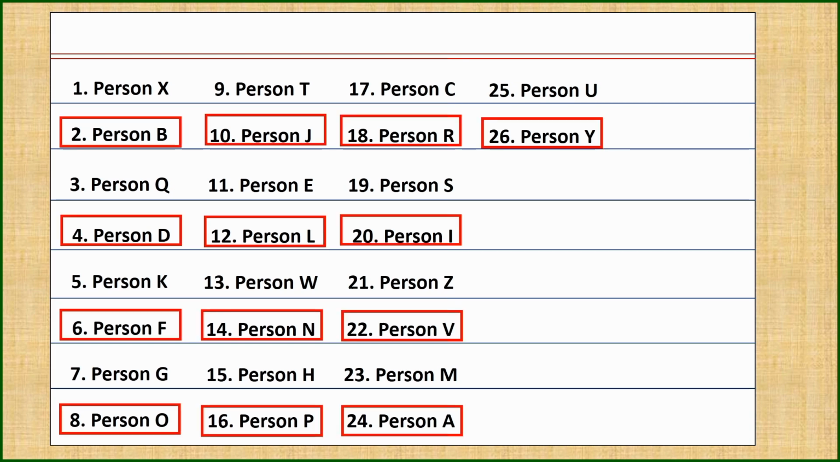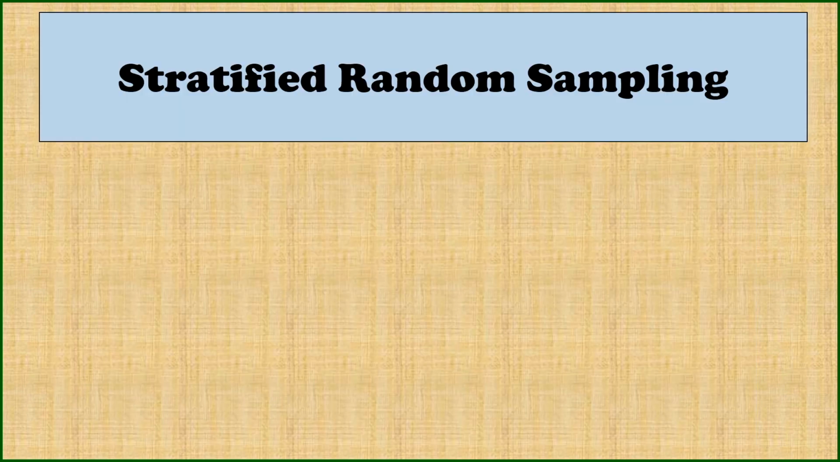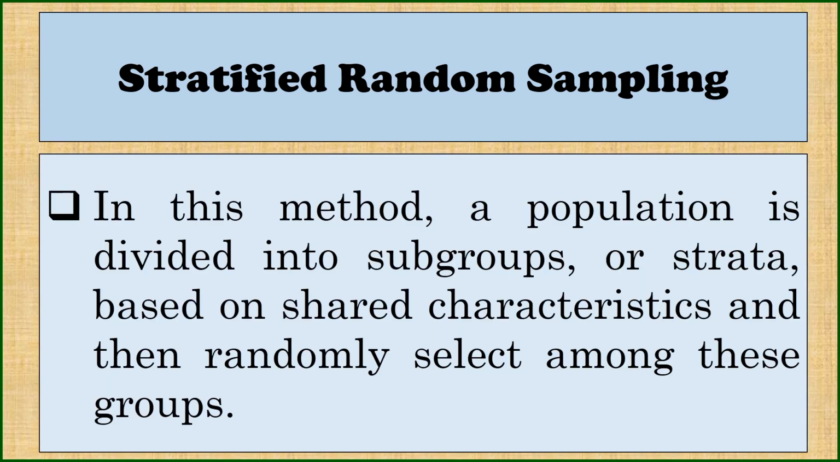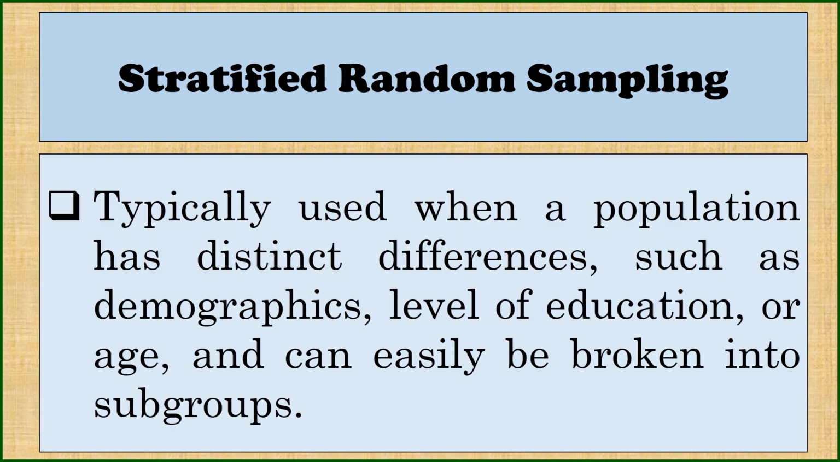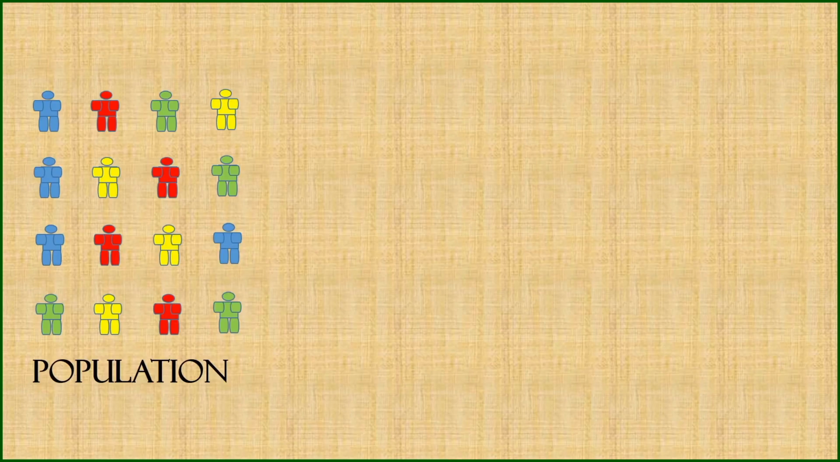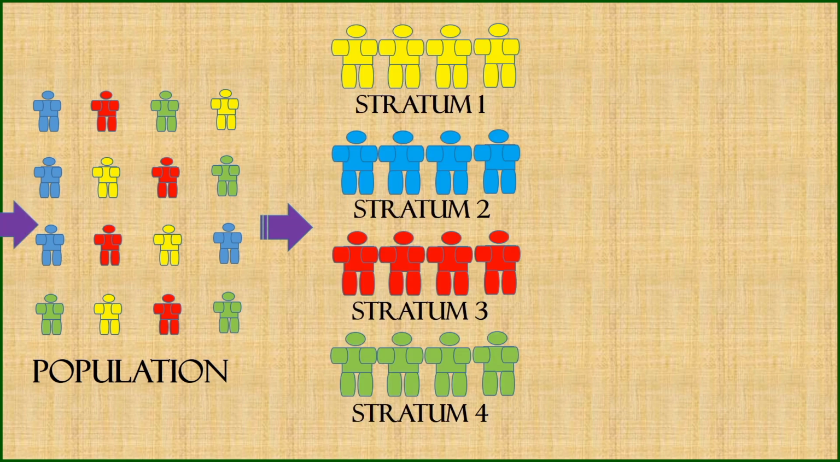The next method is the stratified random sampling. In this method, a population is divided into subgroups, or strata, based on shared characteristics and then randomly select among these groups. This method is typically used when a population has distinct differences, such as demographics, level of education, or age, and can easily be broken into subgroups. For example, you have this population. You divide the population into 4 strata. Then randomly select one from each stratum to get your sample.